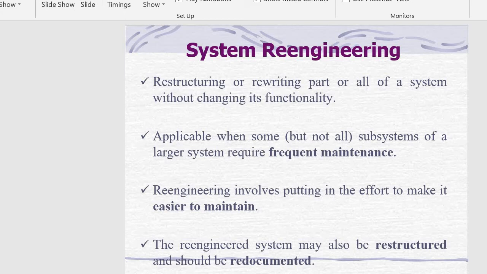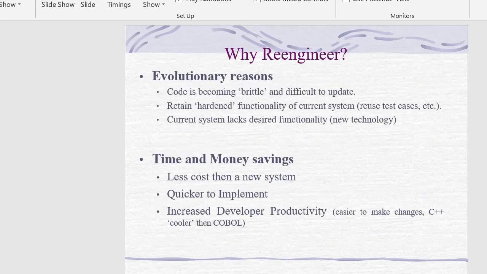So how do we make the process of maintenance easy? For that, there is a need to do system re-engineering. The re-engineered system may be restructured, and that should be re-documented. Now, why is re-engineering required, and why re-engineer?